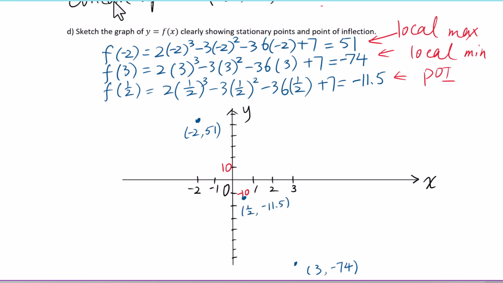Increasing graph from negative infinity to negative 2. 0.7 is the y-intercept. So get a point here. Just estimate. Point of inflection, so the concavity changes here. This is what the graph looks like.